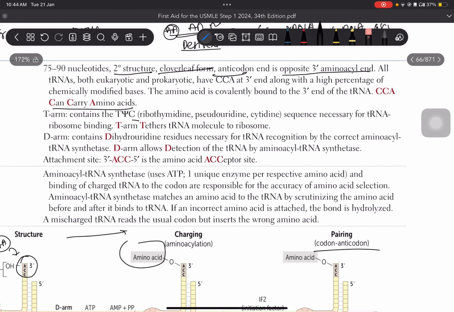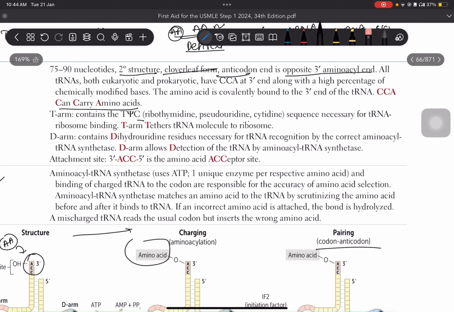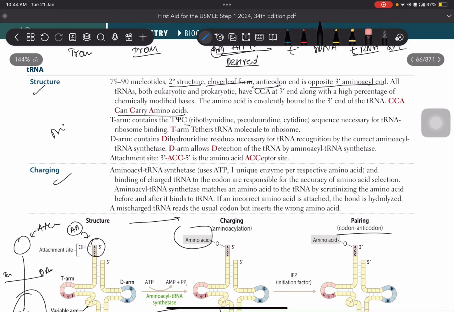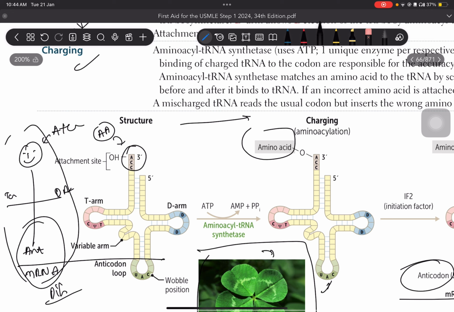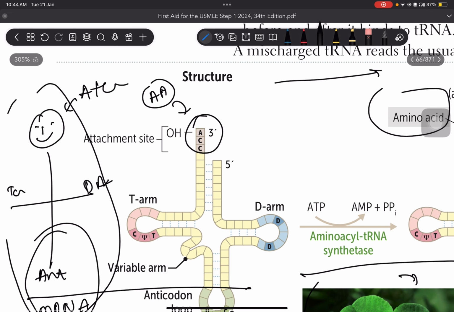Then you have the T-arm. The T-arm contains TΨC: ribothymidine, pseudouridine, and cytidine sequence, necessary for tRNA ribosome binding. The T-arm carries the tRNA molecule to the ribosome, which attaches the tRNA to the ribosome. You need attachment of the tRNA to the ribosome as well as to your mRNA. So the T-arm attaches to the ribosome, your anticodon attaches to mRNA, and your A-arm carries the amino acid. Am I clear? Remember it by this human structure, which should be very easy, instead of the cloverleaf model. I'll get into this again.